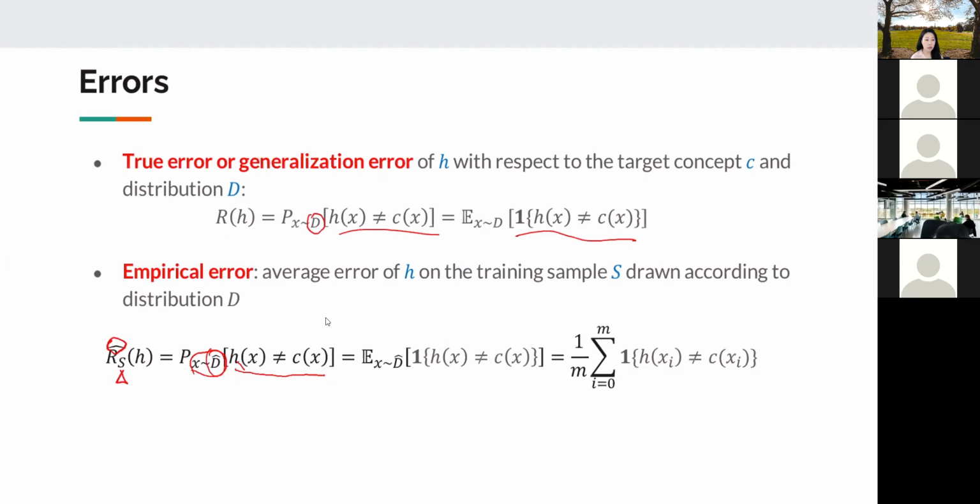Yes, the empirical distribution on S. That's why you use 1/m here. You're doing an unweighted average over all the examples because each of them takes probability 1/m. Does that make sense?